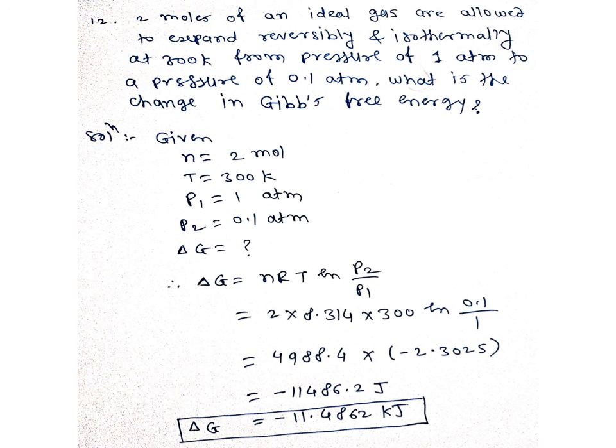11,486.2 joules. Convert these joules into kilojoules, that is delta G is equal to minus 11.4862 kilojoules. That is, delta G is negative, therefore the process will be a spontaneous process.